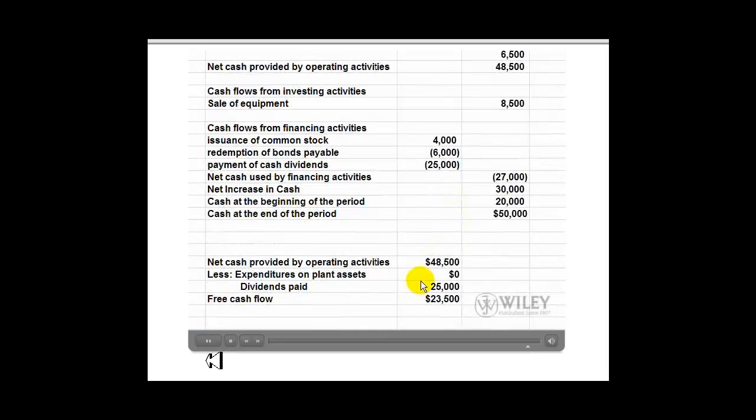Free cash flow is computed by subtracting expenditures on plant assets and dividends paid from net cash provided by operating activities. In this case, free cash flow is $23,500.